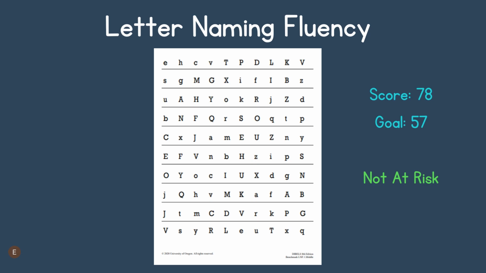This student was able to correctly name 78 letters in 1 minute. The goal at this point in first grade is 57 letters. This tells us that this student is not currently at risk in this area.